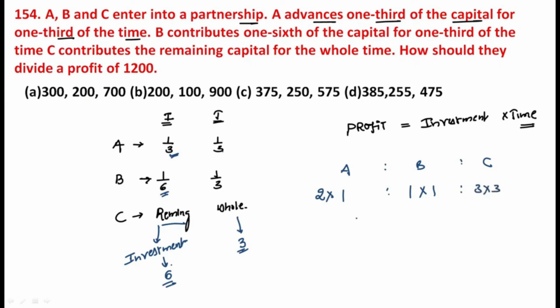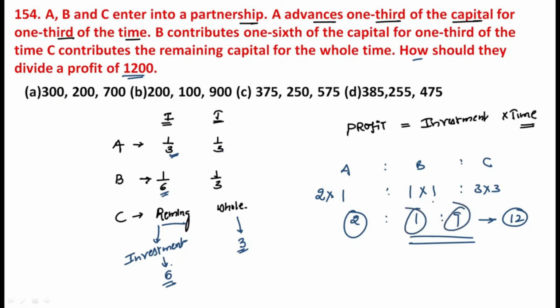Whole time is equal to 3 units. Now, the respective profit ratio is exactly 2 : 1 : 9. Now, see the question: how should they divide their profit of 1200 rupees? For example, if it is 12 rupees, A can get 2 rupees, B can get 1 rupee, C can get 9 rupees.